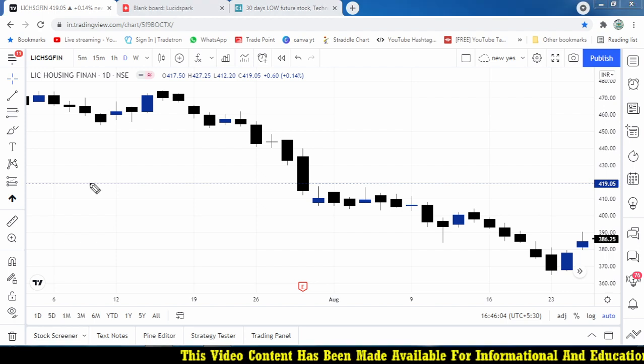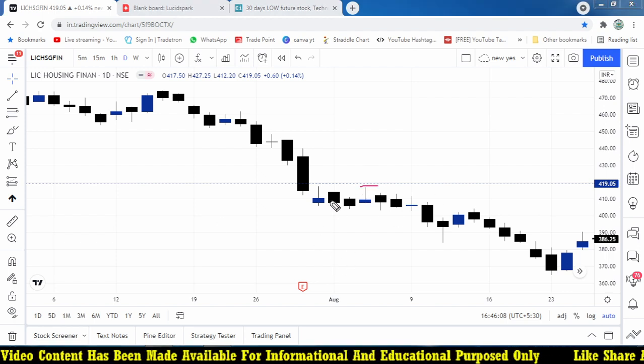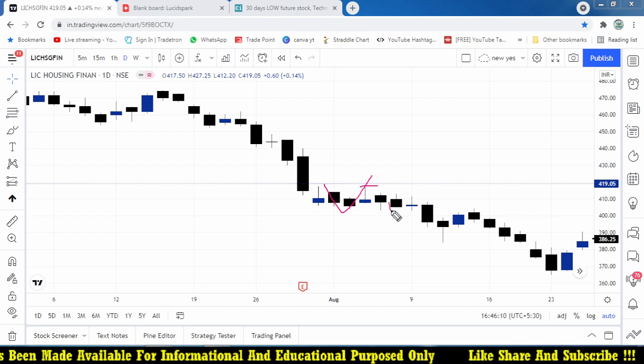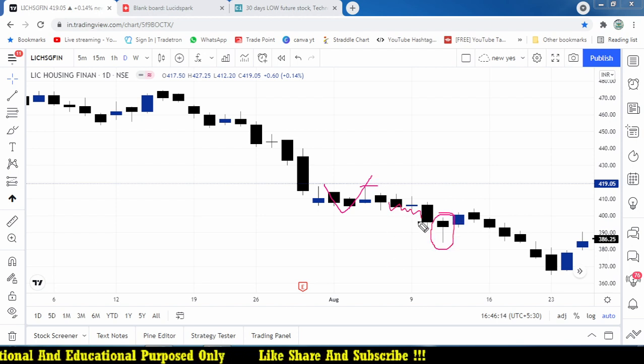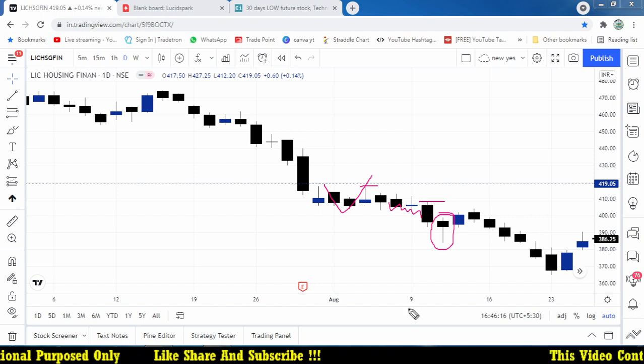Then again it started. Even if you are focusing on a buy above that level, it is not able to break, and again it makes a low. This may be the new 30-day low. We should wait for a move above this level, correct?